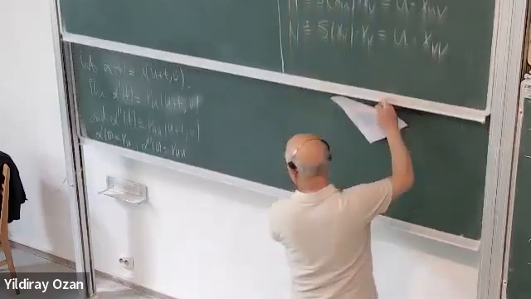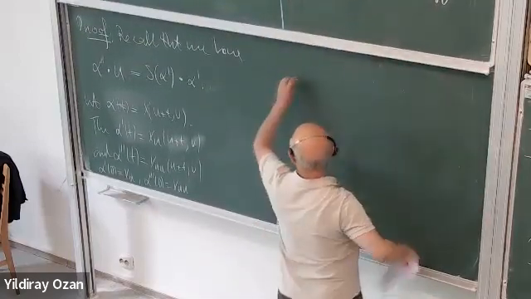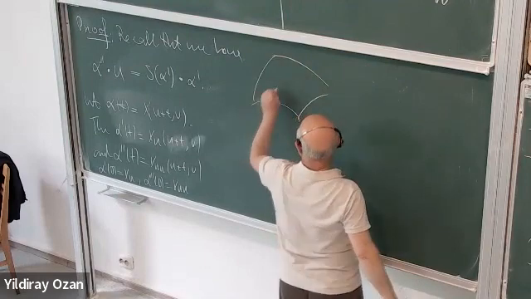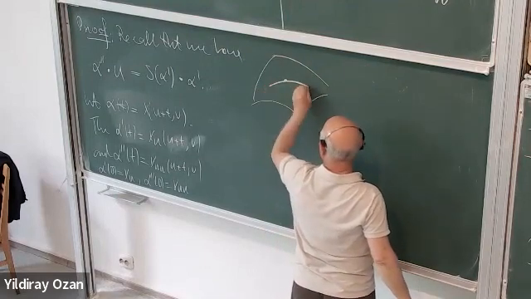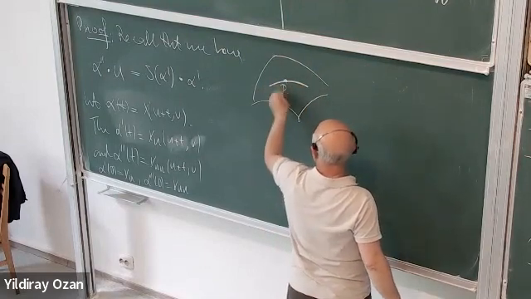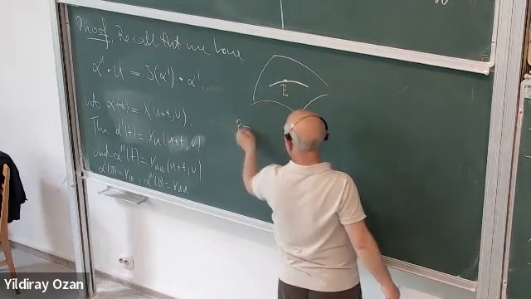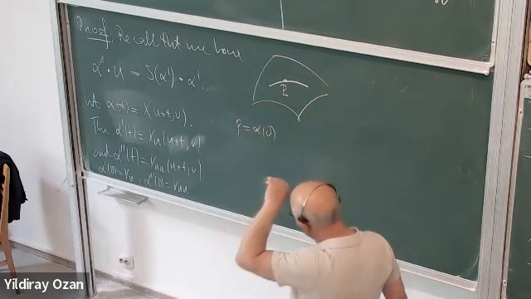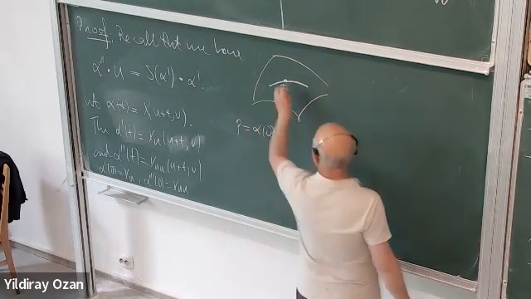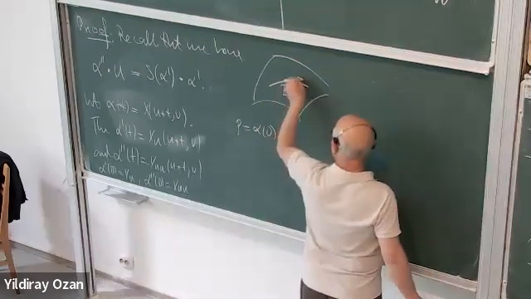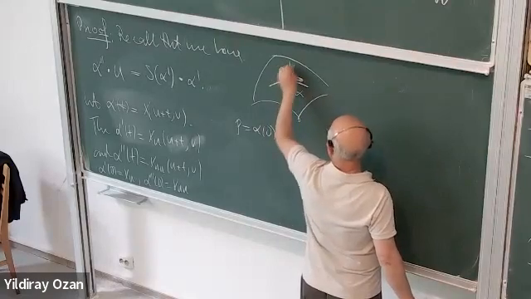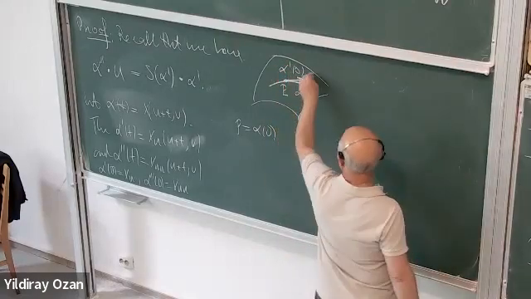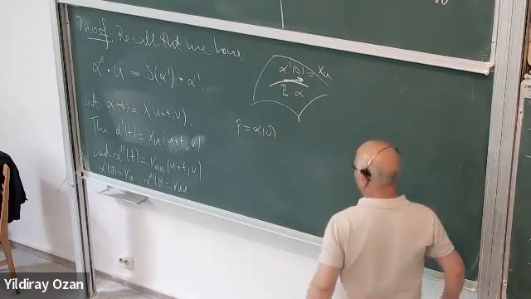Here alpha is a curve passing through this point P at 0. And this is the alpha prime 0, the tangent vector, which is x sub u.